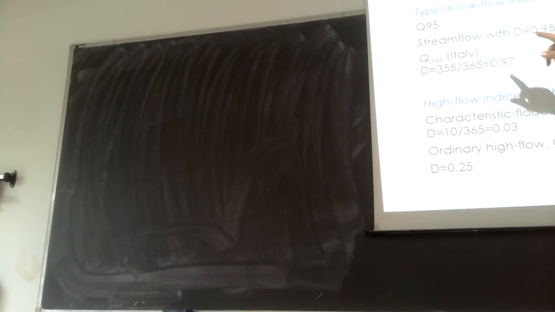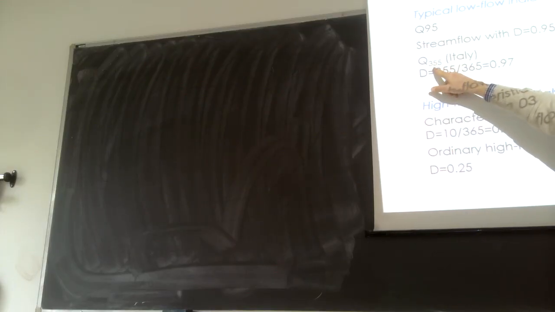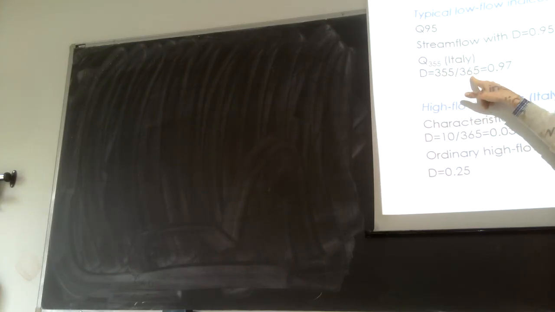In Italy, we don't use Q95. We use instead as a low flow index Q355. Why? Because in Italy, traditionally, we express duration not in relative terms, but in number of days in a year, okay? This is why. If you divide 355 by 365, you get, surprise, surprise, 97% duration. So very similar to what they do in UK, for example, and US. I don't know about your countries. I don't know if you know.